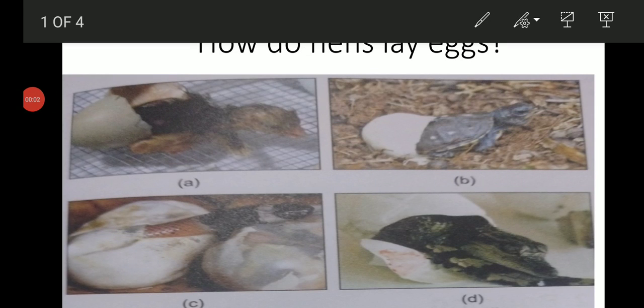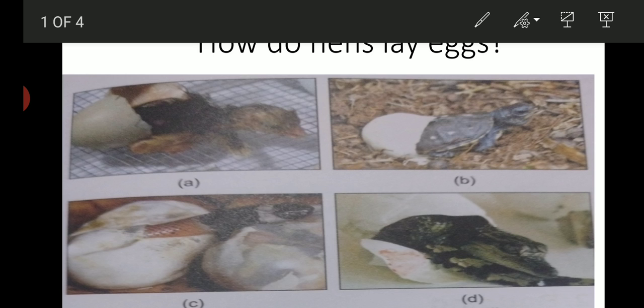Hello students, today we are going to discuss how hens lay eggs. In hens, fertilization is internal as it takes place inside the body of the female. But it does not give birth to a young one because the development of their young ones takes place outside the body of the female bird. This is therefore an example of internal fertilization and external development.